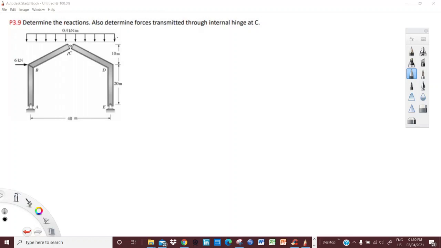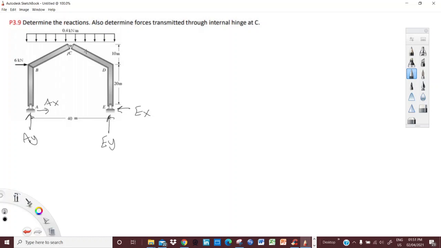Hello guys. In this question, we are going to determine the reactions at the support and the force transmitted through the internal hinge at C. So there is an internal hinge. We need to find the reactions EY and EX, and also the support reactions AY and AX.